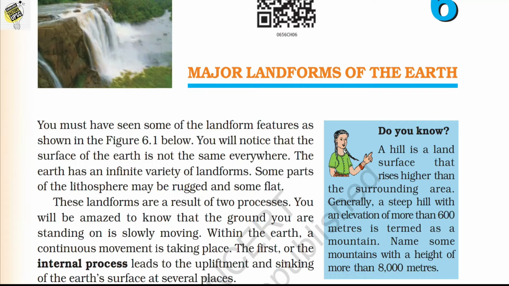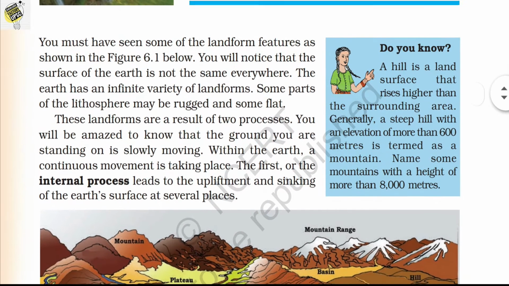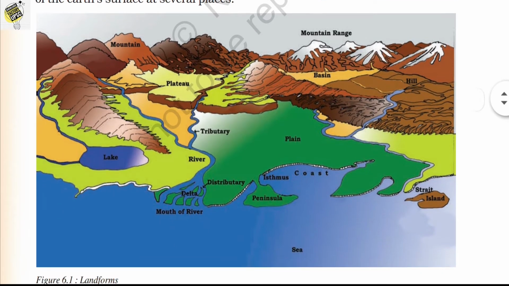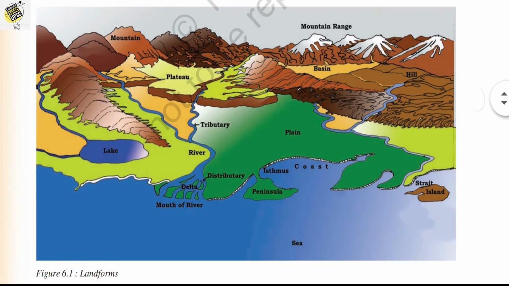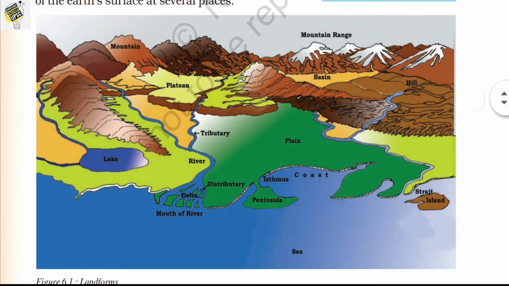Some part of the lithosphere may be rugged and some are flat. That means there are several upward liftings and downward liftings of the earth surface, as we see in this picture. So how these upward shifting, downward shifting and breaks happen in the mountain ranges is a very important matter.